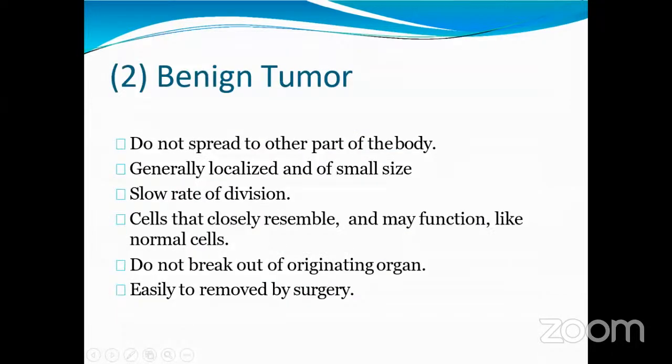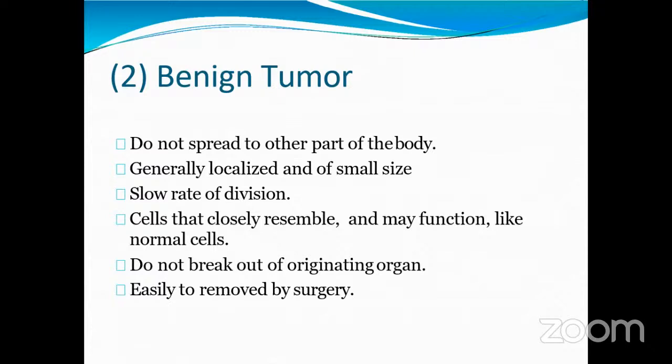The next is benign tumor. Benign tumors do not spread to other body parts. Usually they are localized and small in size, and the growth rate is very slow. They resemble and function like normal cells. Like we normally have warts, on our skin we have small warts, which are benign tumors.